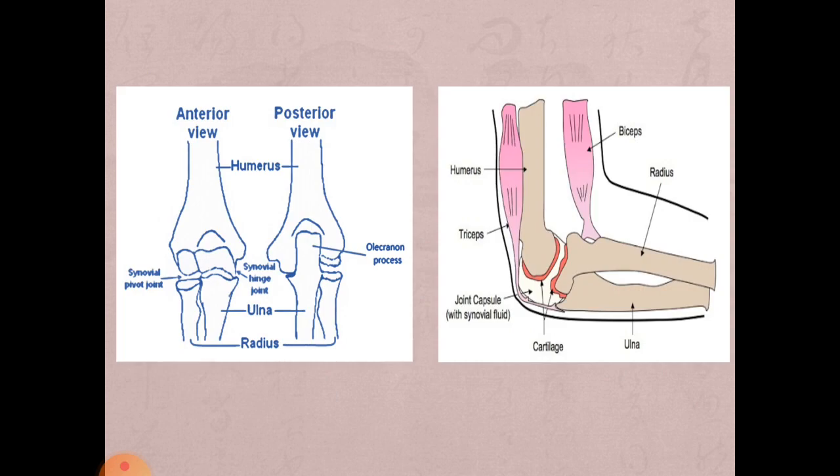So you have the structures that are involved in the stabilization of this joint, and here you can appreciate the joint capsule, which is providing strength to this joint, and also there are the anterior, posterior, medial and lateral ligaments that provide the joint stability.